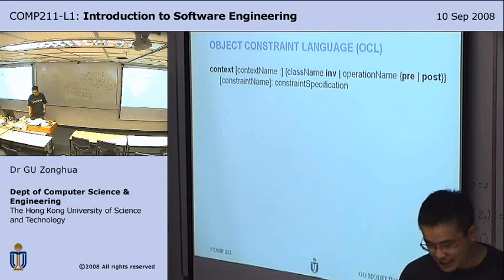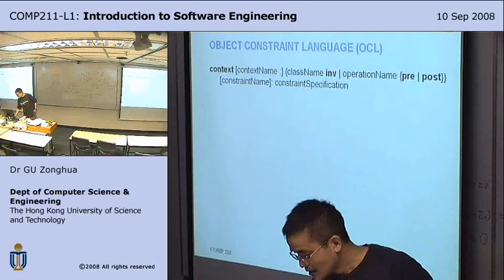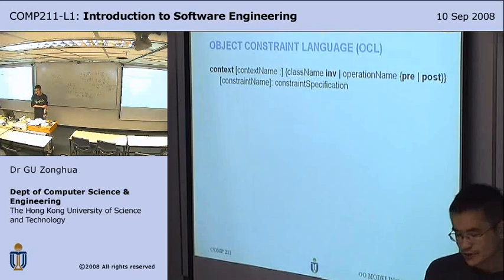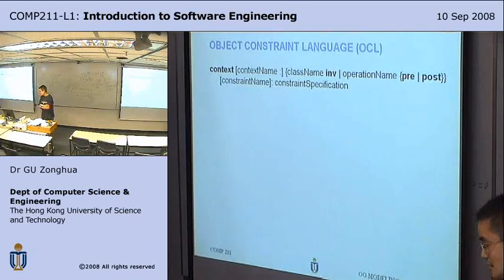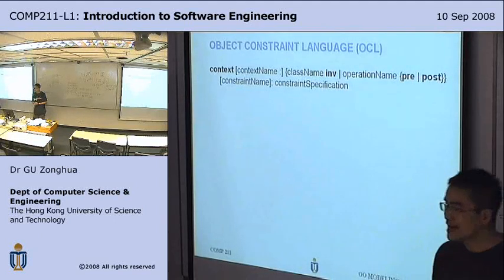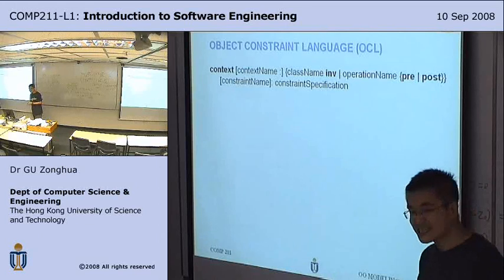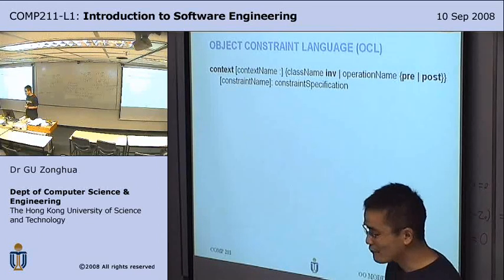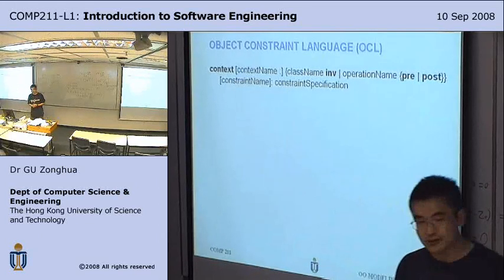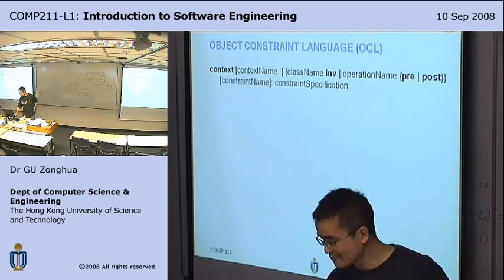So now we come to OCL. OCL is a formal language for expressing constraints. So all the previous notations, as I discussed, sometimes can be very informal. You can even add a sticky note to the diagram and use natural language. But OCL allows you to be very precise and very formal.